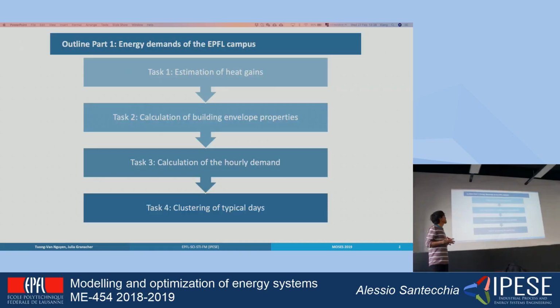This project deals with the energy demands of the EPFL campus. As you have seen before, the EPFL campus has a heating system with a different number of heat pumps and a different number of heating systems. This project, which you have 3 weeks for, is divided into 4 main tasks. The first task is about estimating the heat gains. The second task is about the calculation of the properties of every building that you will have to analyze. The third task is about calculating the heating demand per hour. We will give you data for a complete year, and then by applying some equations, you will be able to calculate the heating demand for every hour. And finally, because it's a lot of data, we will ask you to simplify the amount of data that you will get into typical periods.